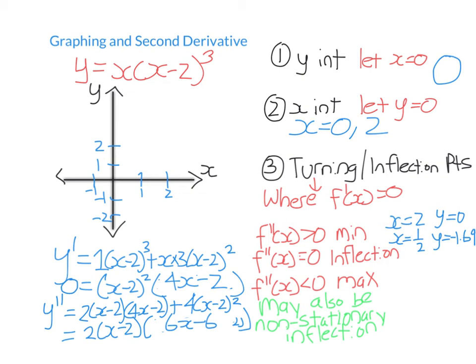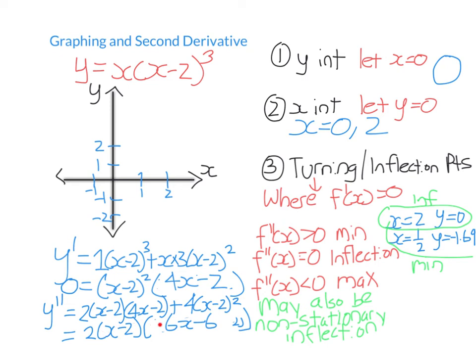I can substitute in each of these points to see whether they make it positive, negative, or whatever. So if I substitute in x equals 2 into the second derivative, I get the second derivative is equal to 0. So this point here is an inflection point. That's because second derivative equals 0 at x equals 2. But if I substitute in x equals a half, then it will make this second derivative positive. So that means that this point here must be a minimum. So I've found and classified the turning and inflection points.